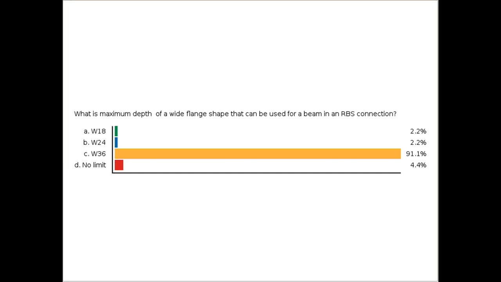Once again, what is the maximum depth of a wide flange shape that can be used for a beam in an RBS connection? All right, I'm going to go ahead and close this poll. And it looks like nearly 90% think the answer to that one is C. Did they get that one correct, Raphael? Yes, they did. Very pleased. All right. Good job, everyone.